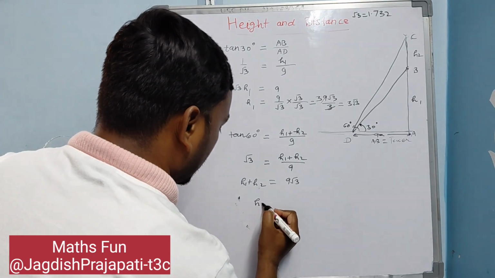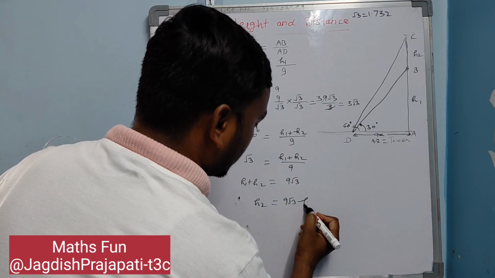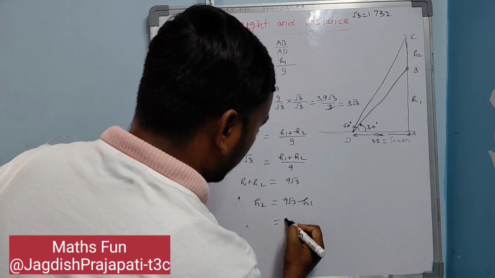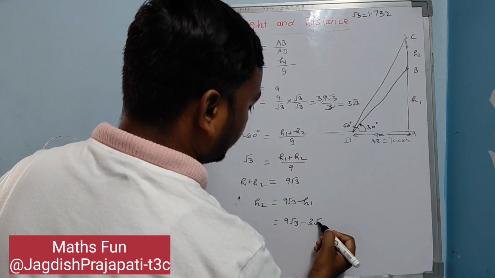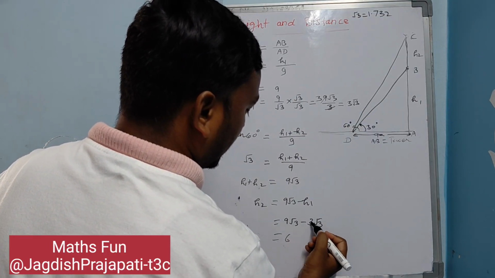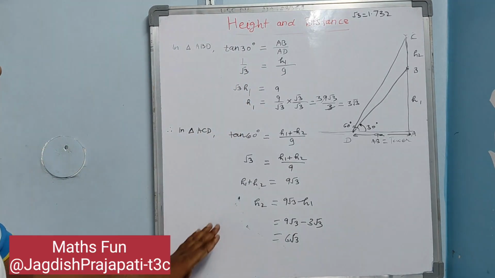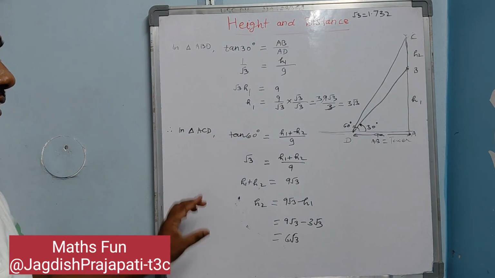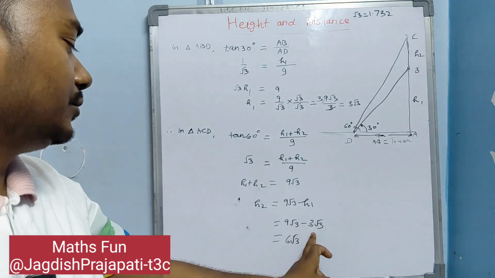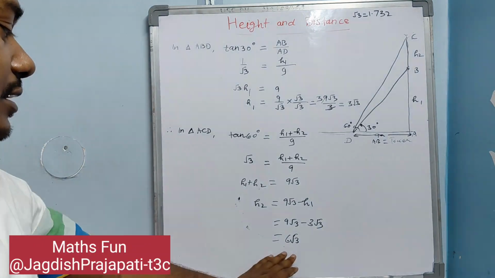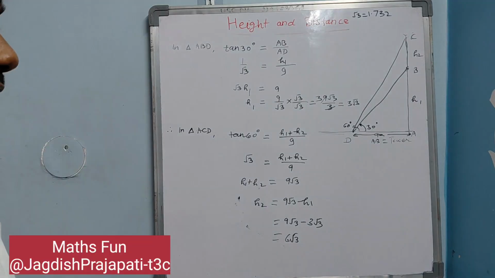So we know H1, so H2 will be 9 under root 3 minus H1. So now put the value of H1 here. H1 is 3 root 3. So this is 9 minus 3, 6 root 3. Therefore, you can write as an answer, the height of the tower is 3 root 3 meter and the height of the flagpole is 6 root 3 meter.